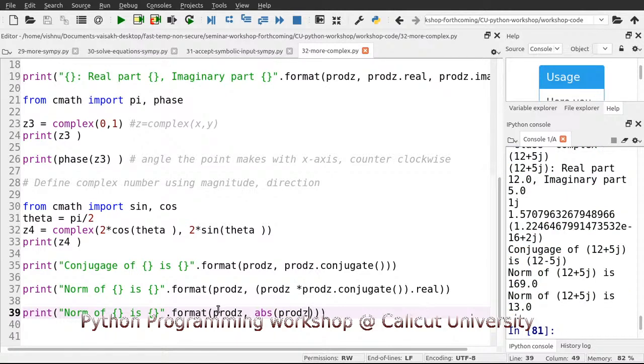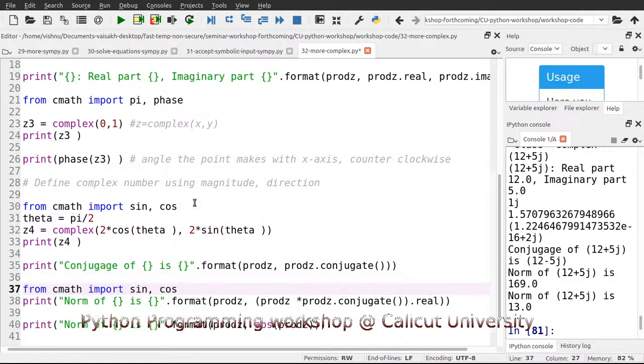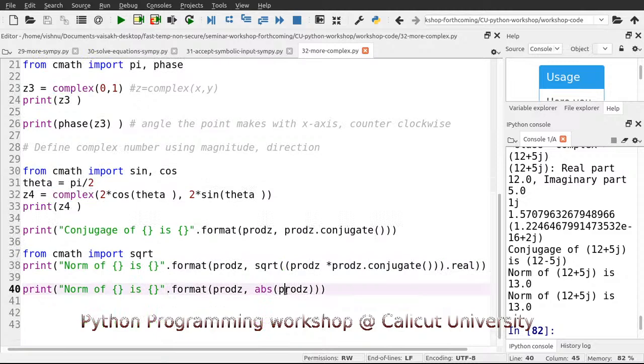Oh, sorry, I forgot to take the square root. I took only the square. That's not the norm. Take the square root and apply the real part afterwards. So using the absolute value directly, it can be used.